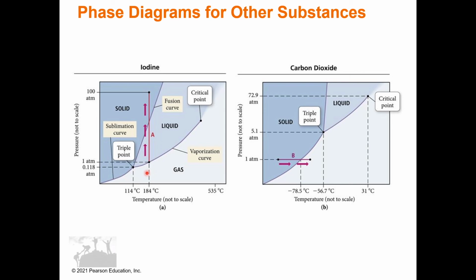You could also still figure out which phase, solid or liquid, is the denser phase. So looking at iodine, we'll start at the triple point and we'll increase the pressure just by going up vertically. We see that the solid is denser than the liquid.